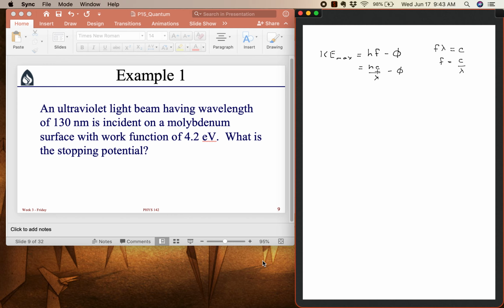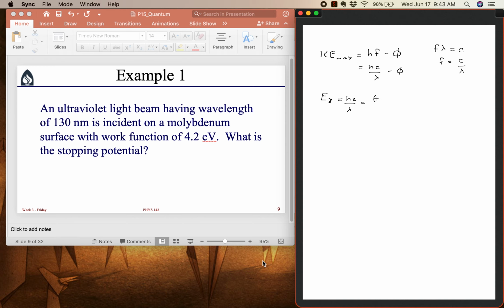Now, it turns out that this kind of problem is a little bit easier to do if we keep everything in terms of electron volts. So we know what the work function is in electron volts. Let's calculate the photon energy in electron volts as well. This photon energy, which we sometimes write as E sub gamma, gamma representing the photon, is equal to hc over lambda, and we can put in numbers for that.